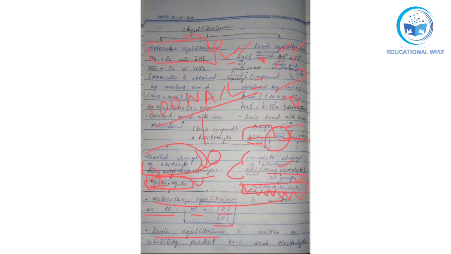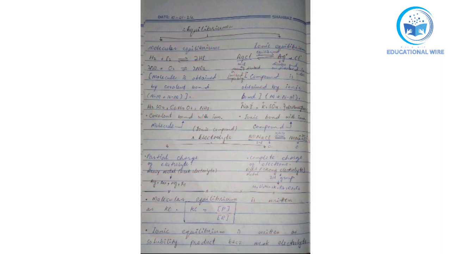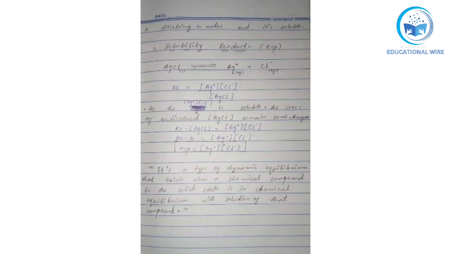But ionic equilibrium is written as solubility product. Why solubility product? Because a weak electrolyte is dissolving and undissolving in water, so it's soluble. So that's why we will work on weak electrolyte of ionic equilibrium. Let's take a weak electrolyte of an ionic equilibrium. So here is a solubility product that is represented by Ksp.